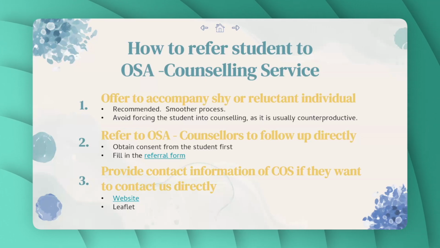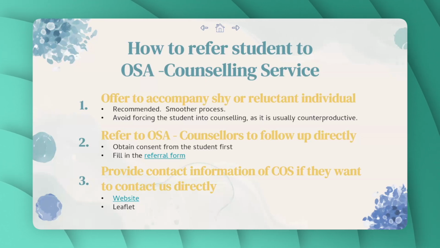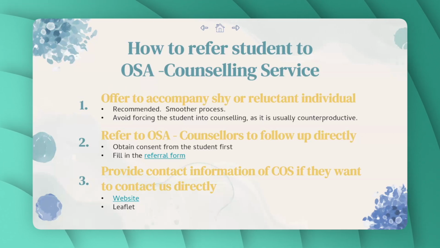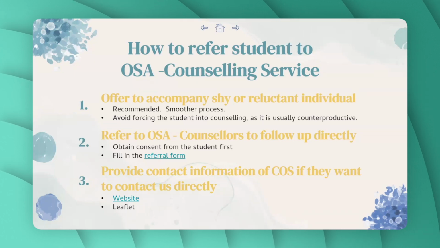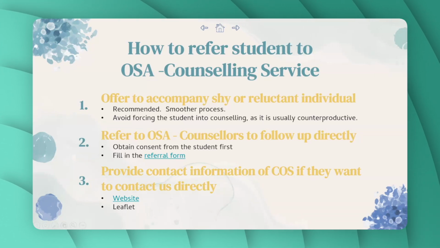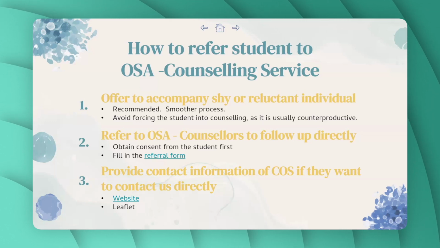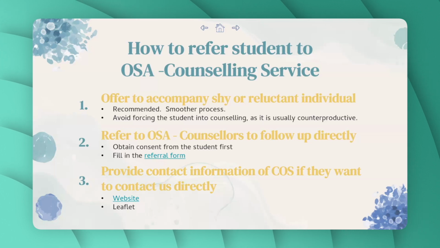Okay, the last one, the third method: students probably have to think about it. They do want to think about it before they talk to a stranger. So you can let them know where to find us. We have a website, or we have a leaflet. I'll bring some leaflets to the class today. There is some of our information on it, so you may want to keep one in your folder just in case a student needs it, and you can just pass it along. So there are three ways to find us and to refer a student to us.